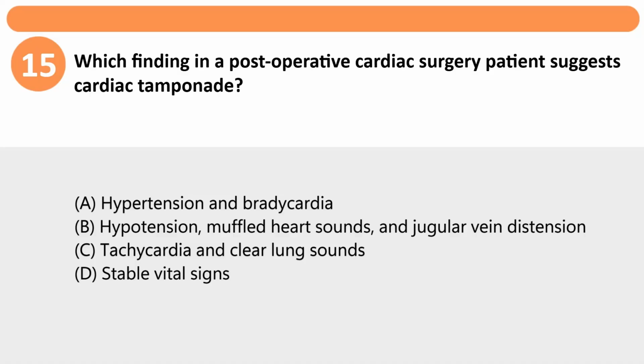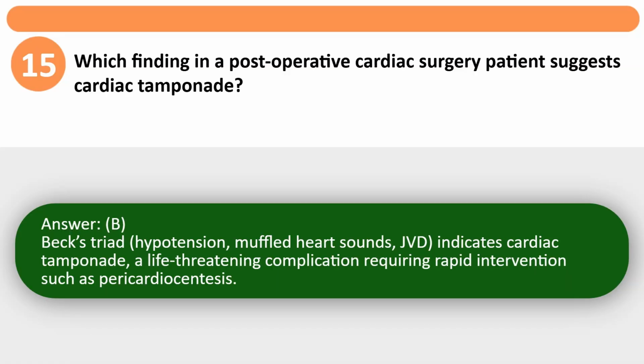A. Hypertension and bradycardia. B. Hypotension, muffled heart sounds, and jugular vein distension. C. Tachycardia and clear lung sounds. D. Stable vital signs. Answer, B. Beck's triad, hypotension, muffled heart sounds, JVD, indicates cardiac tamponade, a life-threatening complication requiring rapid intervention such as pericardiocentesis.